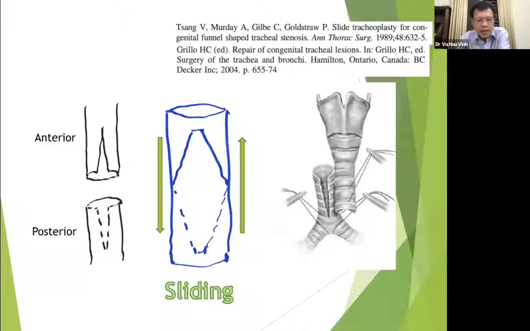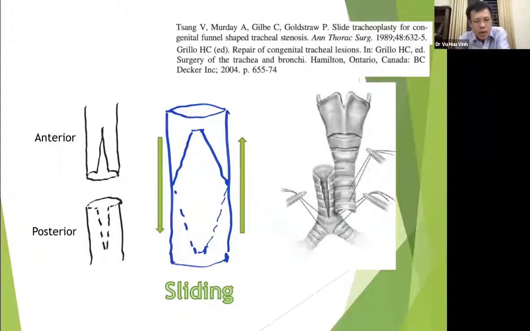And simply speaking, we divide the stenosis part exactly at the middle part of the stenosis part, and then we make an incision anteriorly and posteriorly in the proximal and the distal part of the trachea. It depends: if you take the anterior in the proximal part, you will take the posterior in the distal part, or vice versa. But from my technique, I always take the anterior in the proximal part and the posterior for the distal part. That's my technique only. And then after that, we slide the two parts together.